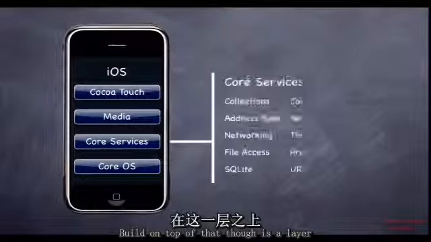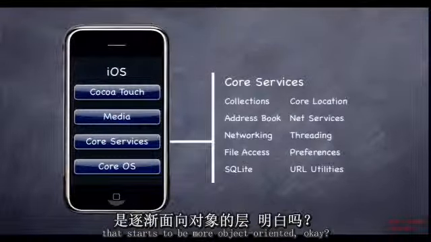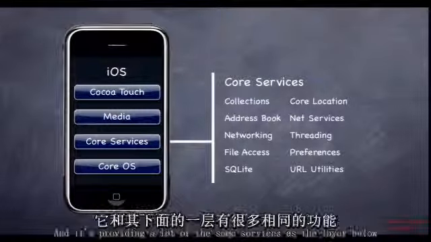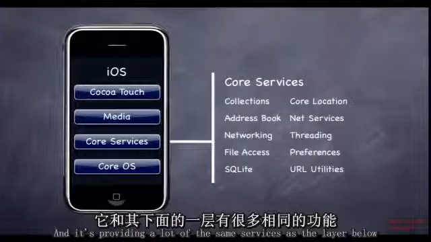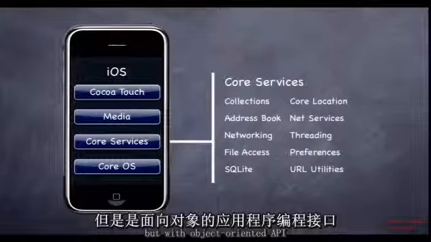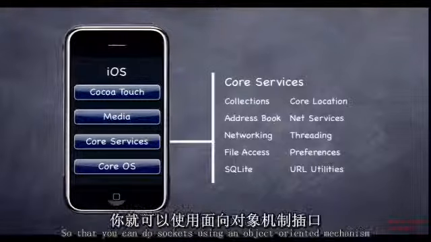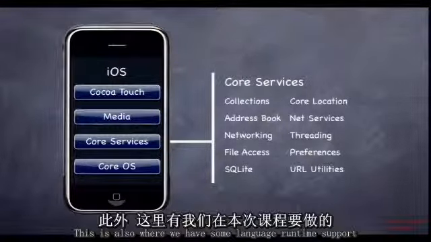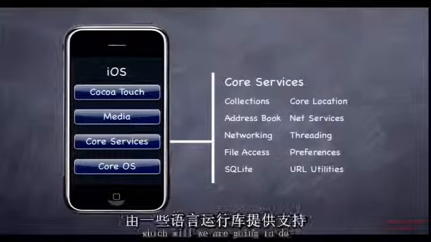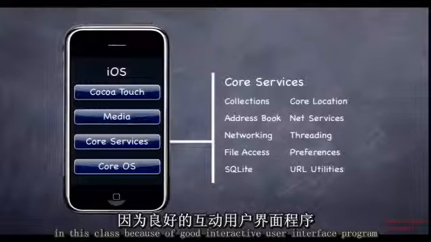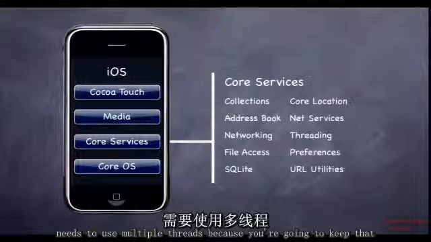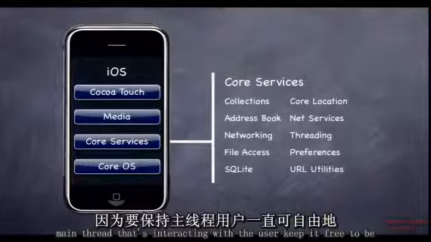Built on top of that, though, is a layer that starts to be more object-oriented, okay? And it's providing a lot of the same services as the layer below, but with an object-oriented API. For example, there's a socket class, right? So that you can do sockets using an object-oriented mechanism. This is also where we have some language runtime support for things like multi-threading, which we're going to do in this class, because a good interactive user interface program needs to use multiple threads, because you've got to keep that main thread that's interacting with the user free to be interacting with the user all the time.